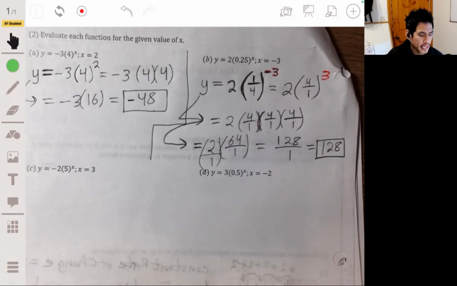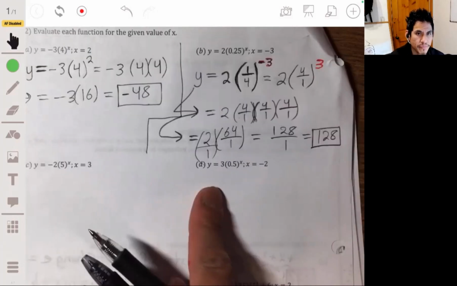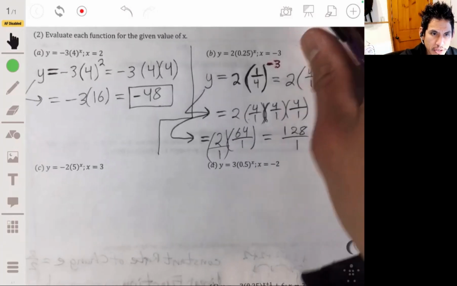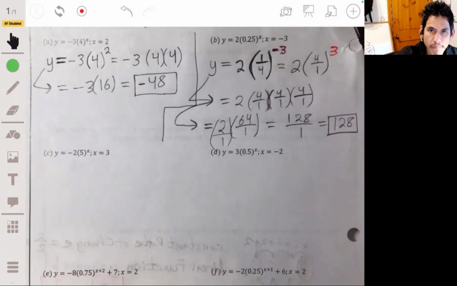Okay. So now would probably be a good idea to try C and D, the next two, on your own. See how well you're understanding this, but I'm going to go through it regardless.